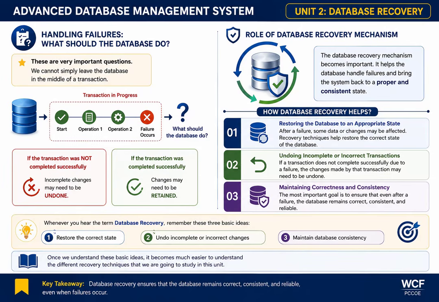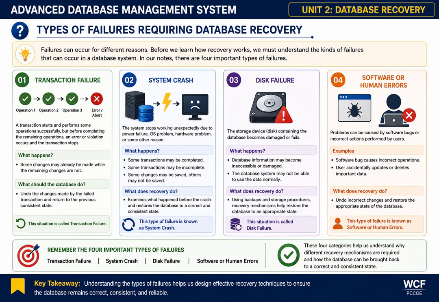Understand the different recovery techniques that we are going to study in this unit. Now, let us move to the next important question. What are the different types of failures that may require database recovery? We already understand that failures can happen for different reasons, but before we learn how recovery works, we need to understand what kinds of failures can actually occur in a database system. In our notes, we have 4 important types of failures. We will look at each one with a simple example.